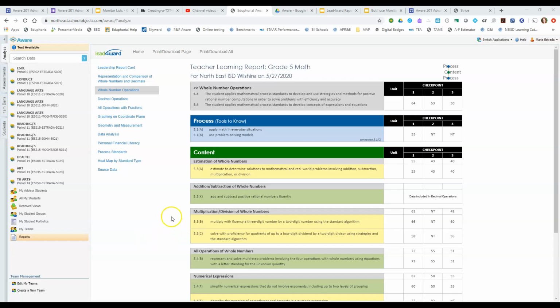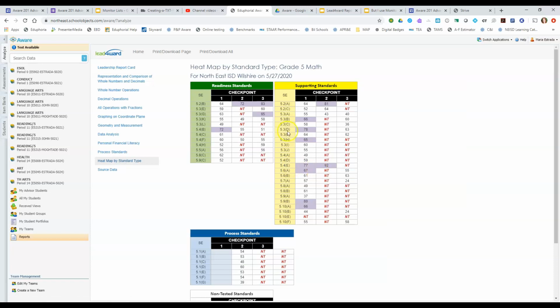Another thing that's useful to look at on this leadership report card is the heat map by standard type. So they've broken it down by all of the readiness standards and grouped them together, and the supporting standards and the process standards. And you can look across 5.2b and see across those checkpoints how are they doing, and you can see that definite increase. The purple boxes represent any averages that are 65 or higher.